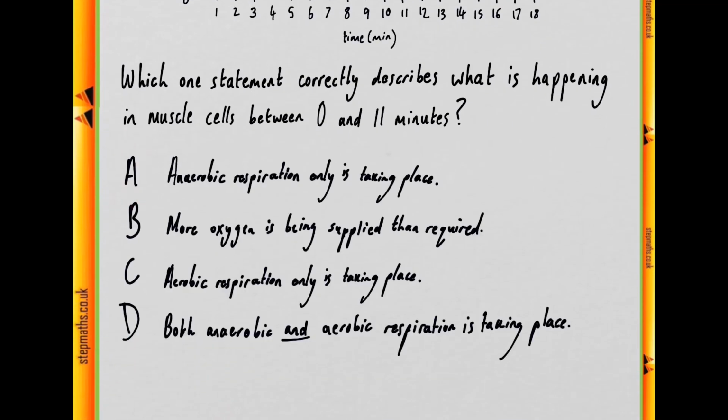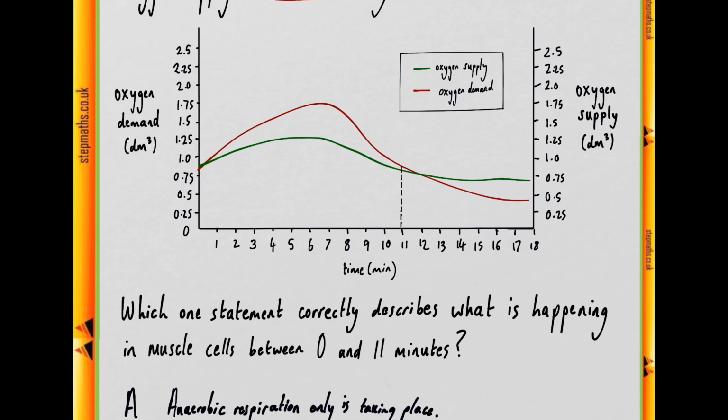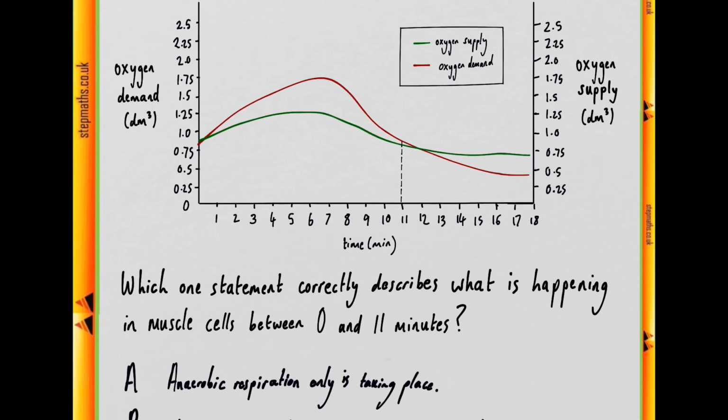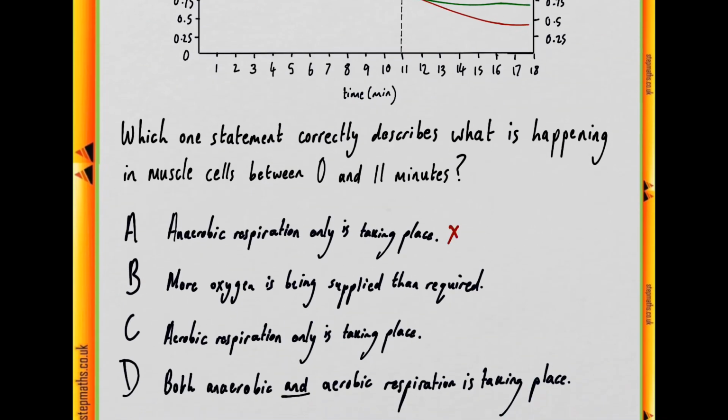We'll start with 1, or A. Anaerobic respiration only is taking place. Well, we know this not to be true, since there is a baseline level of oxygen supply that will be being used for aerobic respiration. So we can say that this is false.